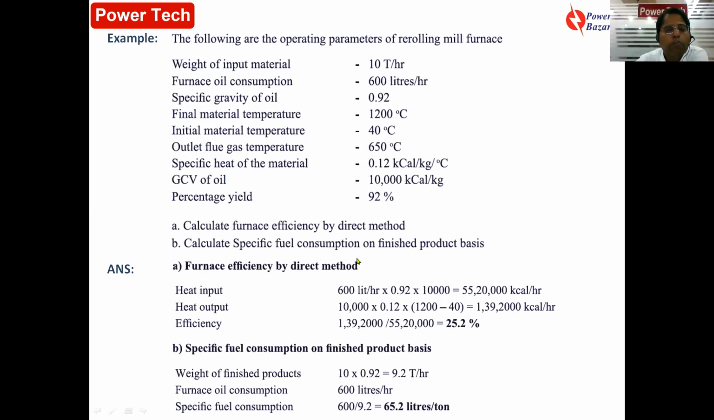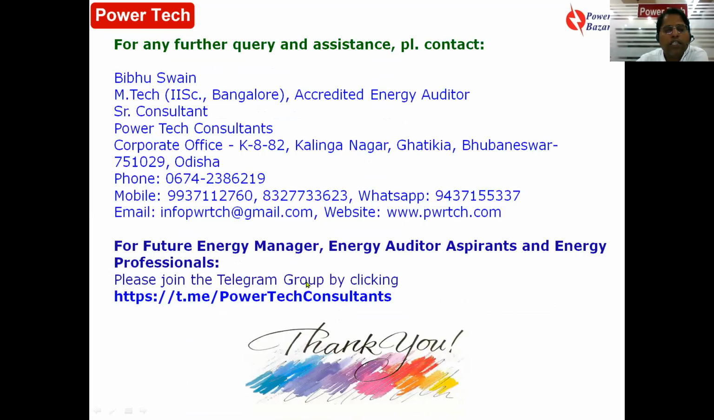So there are two major parameters which are required to be ascertained while carrying out a furnace evaluation: one is furnace efficiency, the other is specific fuel consumption. The furnace efficiency should be very high and the specific fuel consumption should be low. With this, I conclude today's session, where we have discussed the major points of furnace efficiency, why furnace losses happen, and how we can calculate the furnace efficiency and specific fuel consumption of a furnace through the direct method.